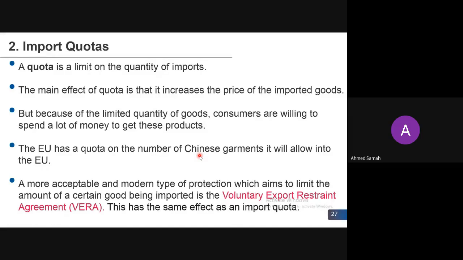We will tell the Chinese government, through negotiations, that they will actually impose an export restriction from their side.